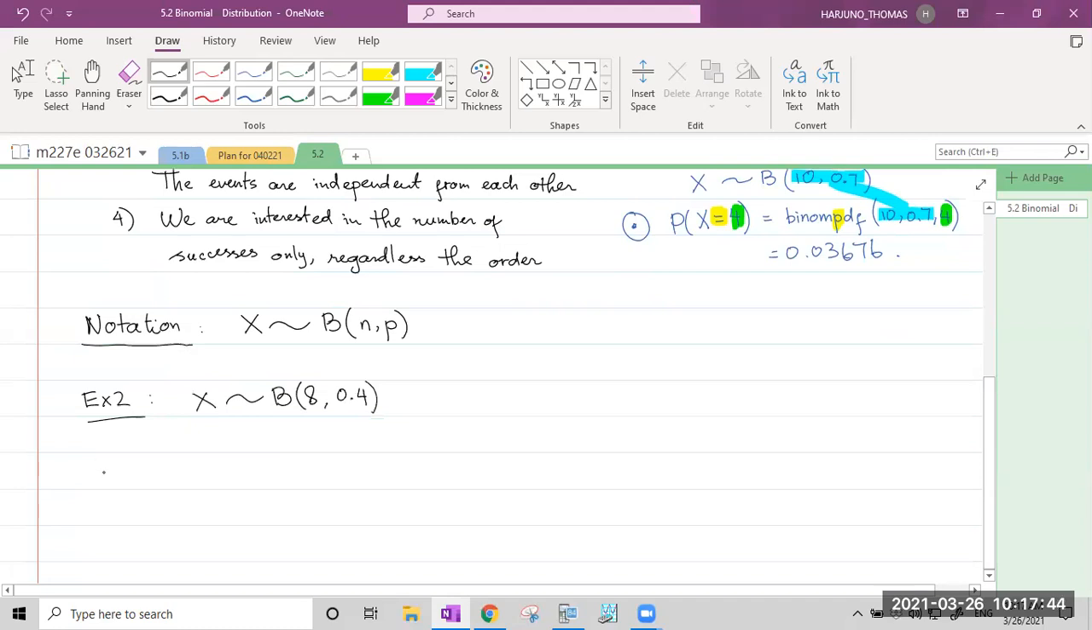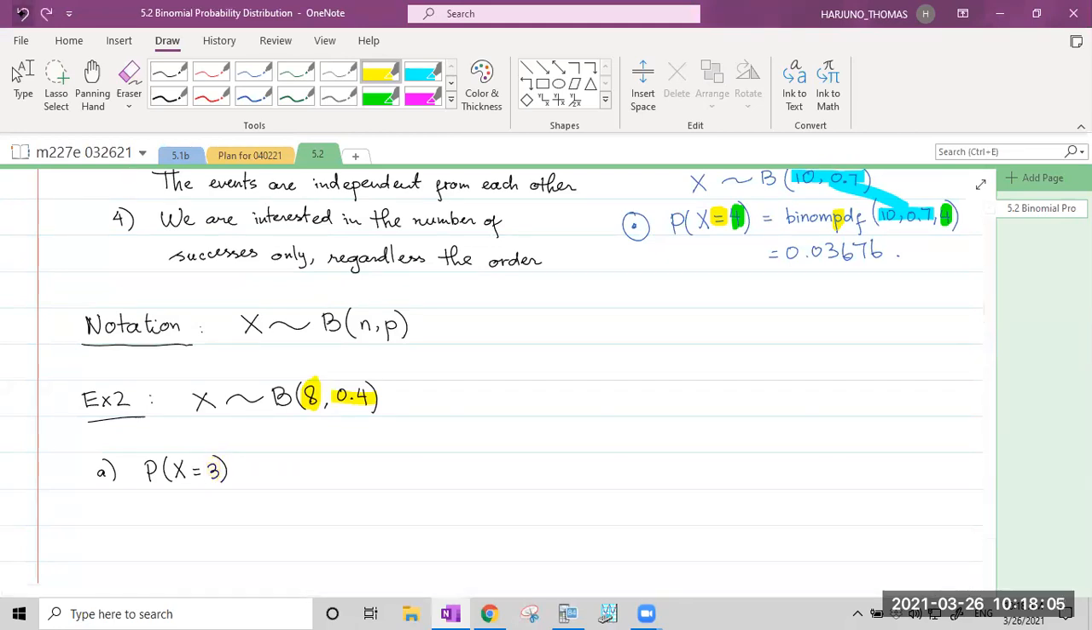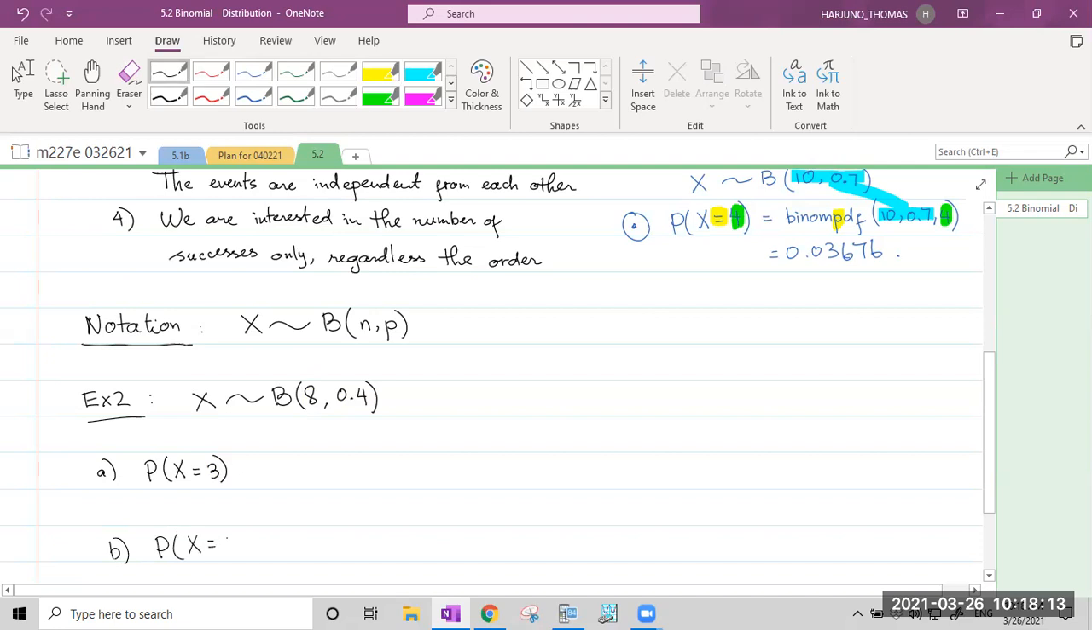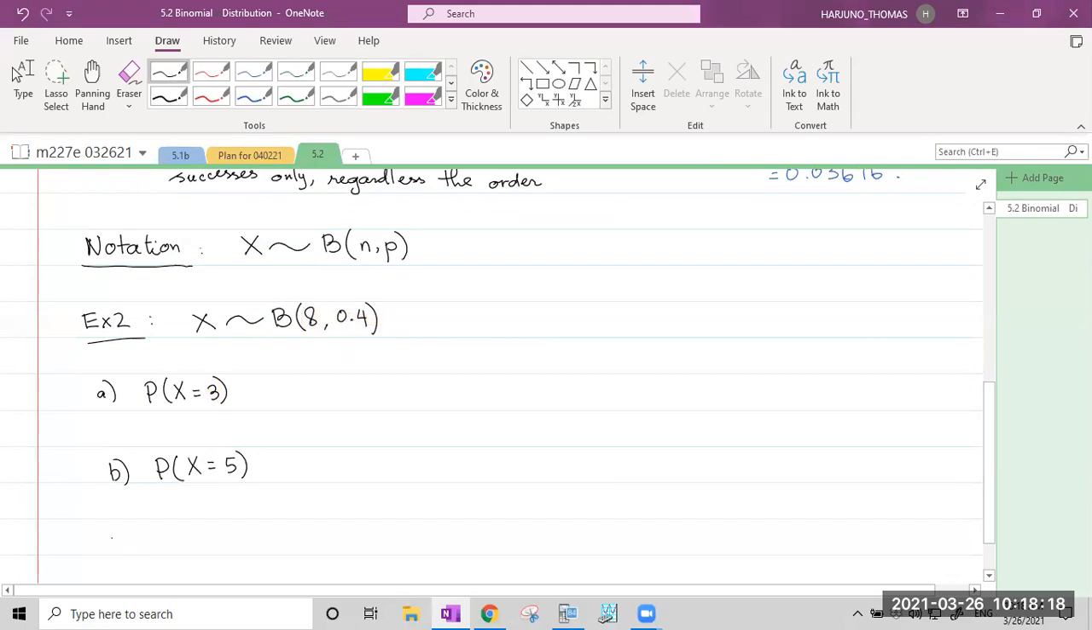Now, I want you to compute part A, P(X = 3). So if you have 8 trials, and the probability of success is 0.4, what is the probability you have 3 successes? Okay, that's for part A. Part B, how about the probability of X equals 5? How about part C, the probability that X equals, let's say, 4?